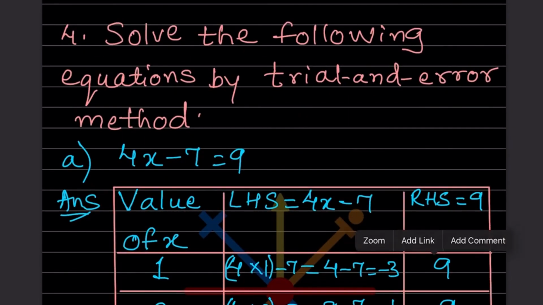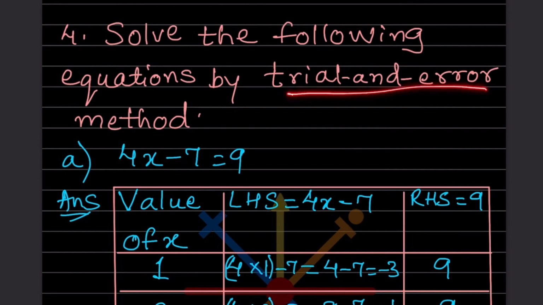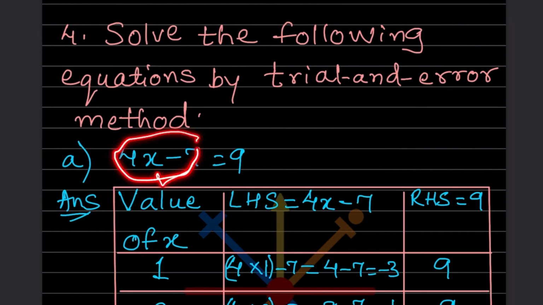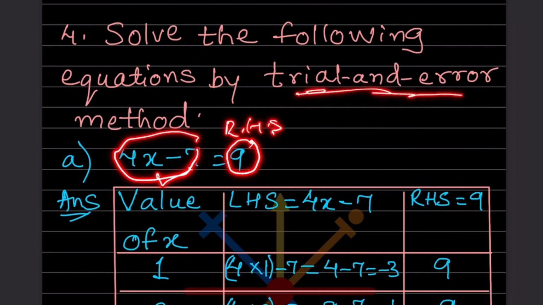Now what did they say over here? That solve the following equations by trial and error method. So what is the trial and error method here? So now see, this equation is given, okay? So when it says trial and error method, you have to see whether it satisfies the left hand side and the right hand side. Means whatever is on the left, when you solve it, you should get this answer. This is the result, right? So this is your right hand side. So what are we going to do?